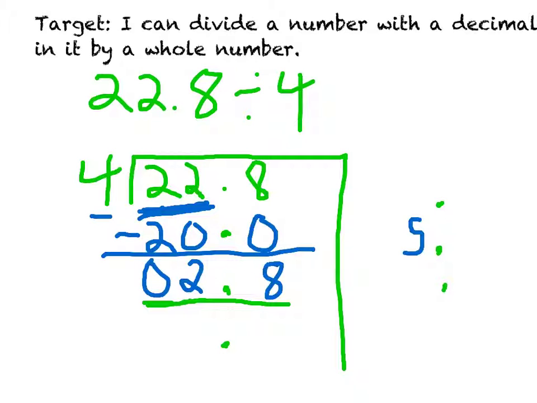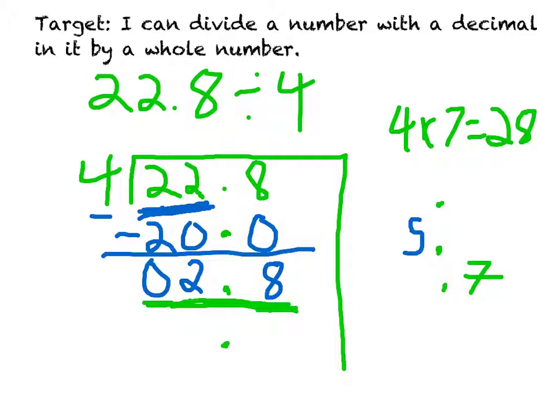It does go into 28, but this isn't 28, it's 2.8. So our line ends in the 10th place. So how many times does 4 go into 28? Well, we know that 4 times 7 is 28, except we're in the 10th spot, so we're going to put our 7 in the 10th spot.